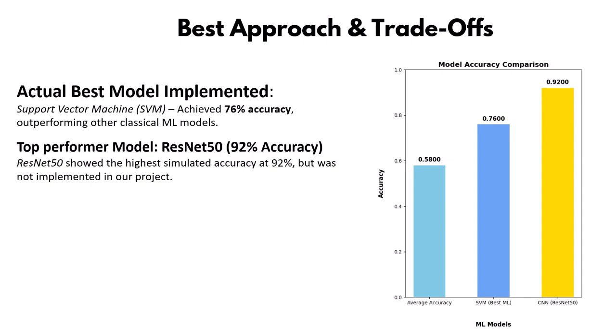We also explored a deep CNN like ResNet-50, which gives 92% accuracy theoretically. So SVM became our chosen model. It offered a good balance between performance and implementation simplicity. ResNet-50 was the top performer, but it was way more complex. So SVM, while slightly less accurate, was more practical and interpretable for this phase of the project.